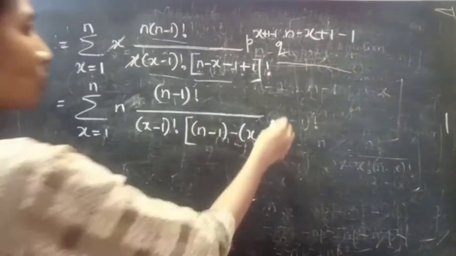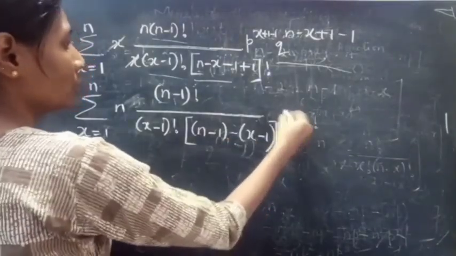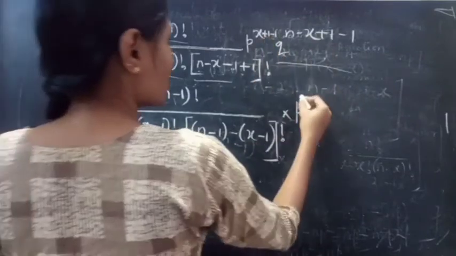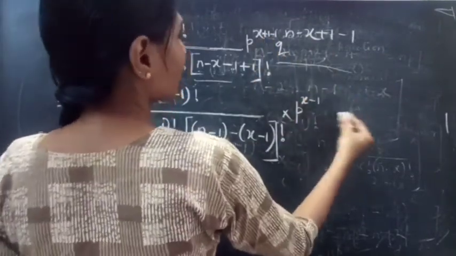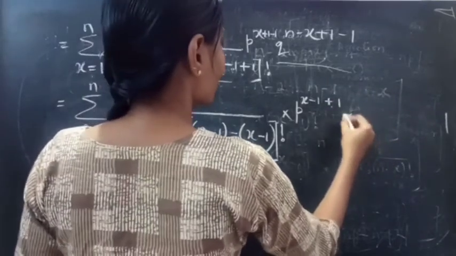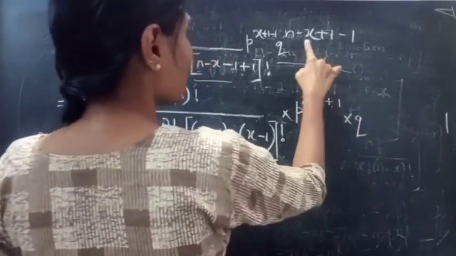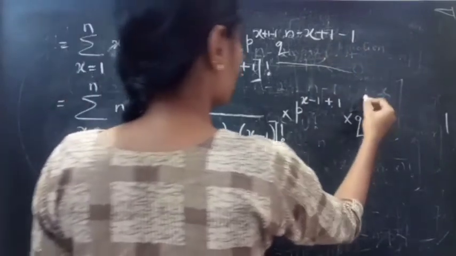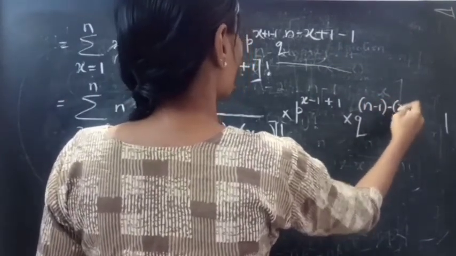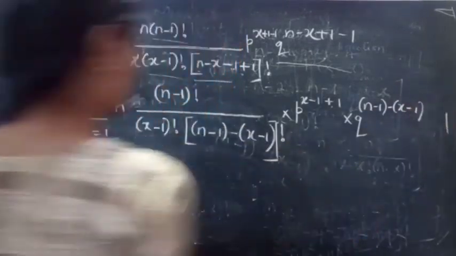Okay, don't get confused. Into, now you can write p power x plus 1 minus 1 as p power x minus 1 plus 1, into q power n minus x plus 1 minus 1 can be written as q power n minus 1 minus of x minus 1.